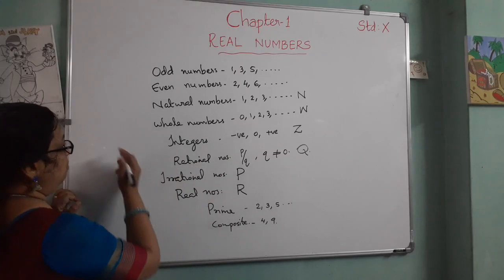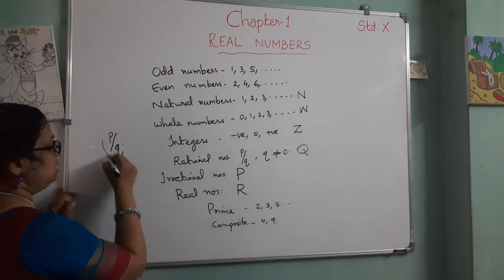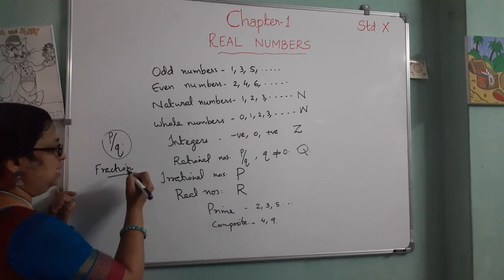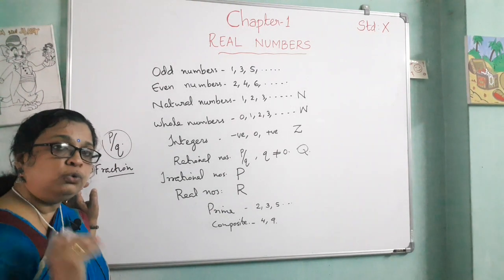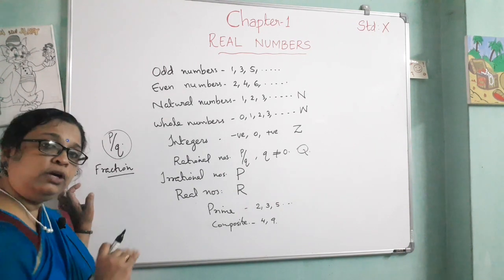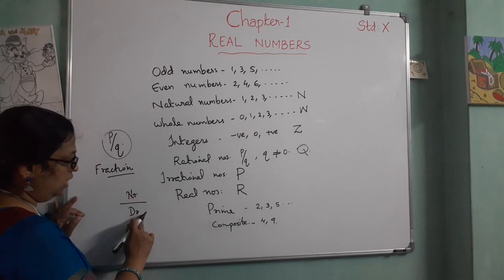Then in rational numbers, that is P by Q form, numbers are rational numbers. This is fractional form. We all know a fraction. A fraction means a part of a whole. A whole is divided into 2 equal parts, each is called half of the whole. 4 equal parts, each is called a quarter of the whole. It is numerator divided by denominator.